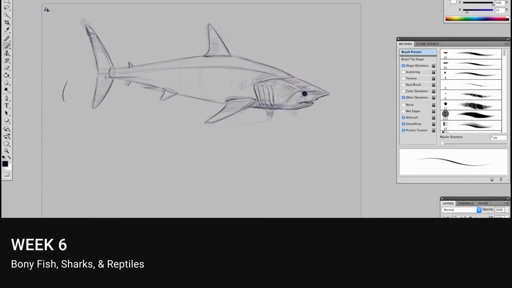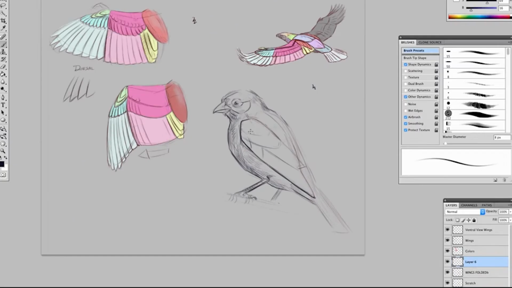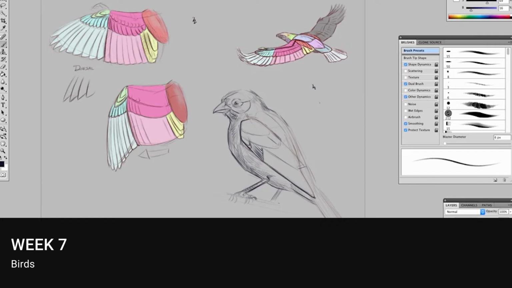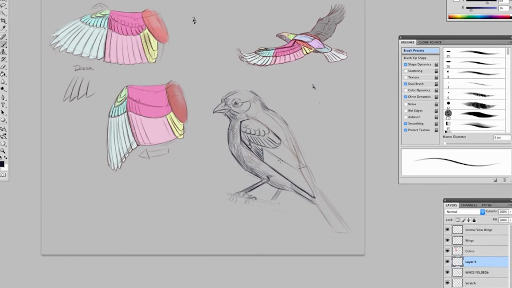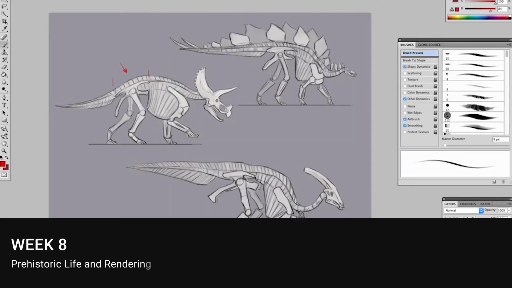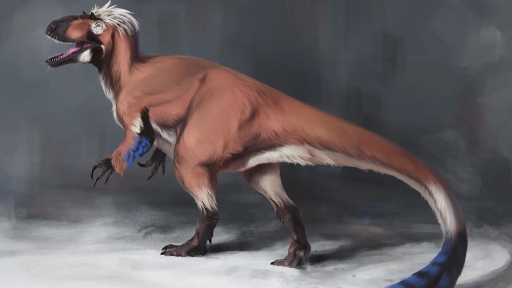Week 6. You will be moving into bony fish, sharks, and reptiles, construction shapes, skeleton and muscle overviews, and an in-depth look at how aquatic animals function. Week 7. An introduction to birds' construction shapes, skeleton and muscle, wing feather groups, folding and unfolding of the wings. Finally, on Week 8, prehistoric life and rendering your final portfolio piece.